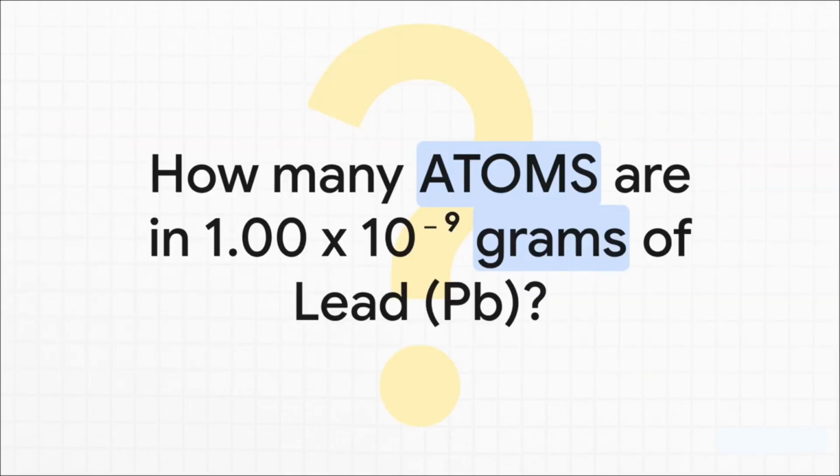All right, you ready to level up? Let's go one step further and cross both of our bridges in one go. Let's imagine we have a tiny, tiny speck of lead that weighs just 1/1000th of a gram. The ultimate question, how many individual lead atoms are in that speck? This is going to be a two-step calculation.